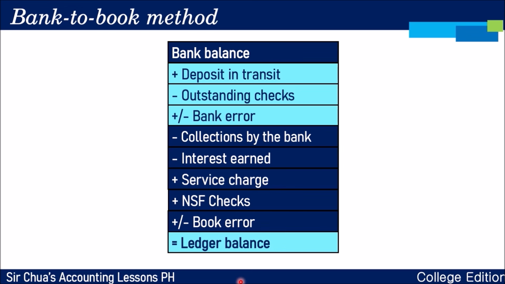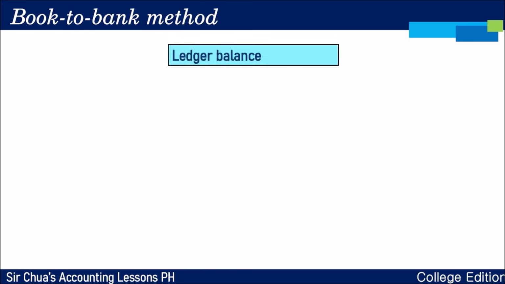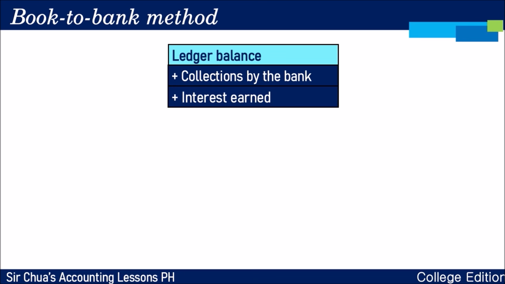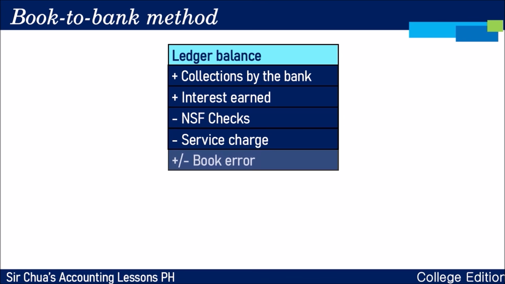So, syempre, alam nyo na yung pangatlo. Okay? Book to bank method naman. Galing po sa ledger balance, mauuwi tayo sa balance per bank statement. So, ledger balance, and then the usual thing, how we do it sa book reconciling items, add po natin yung collections by the bank, add po natin yung interest earned, minus NSF checks, minus service charges, and add or minus any book error. Then, babalik rin na po natin yung ating bank reconciling items.